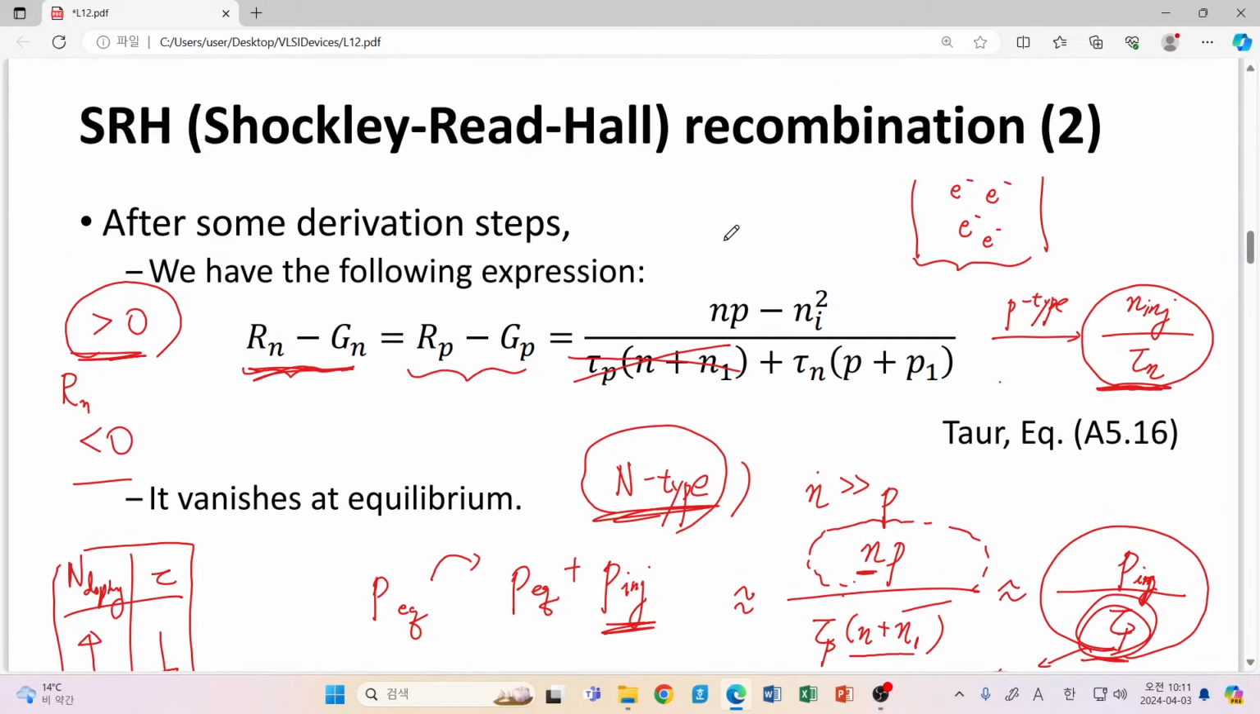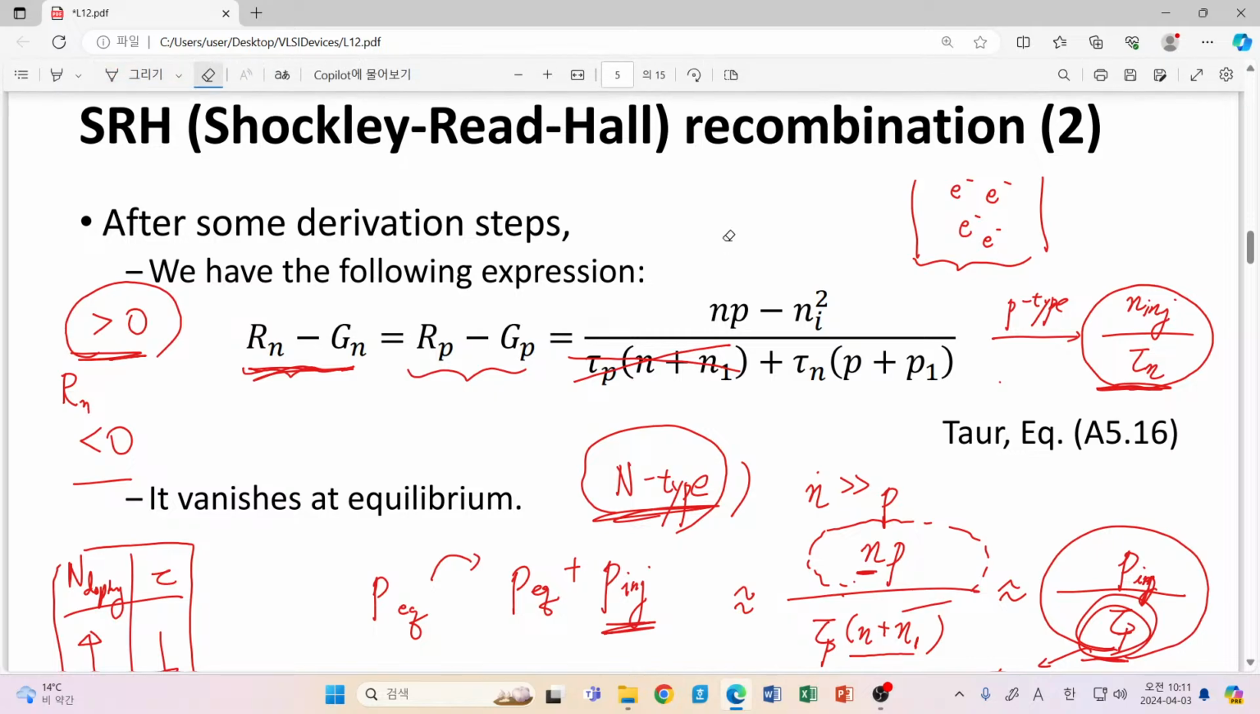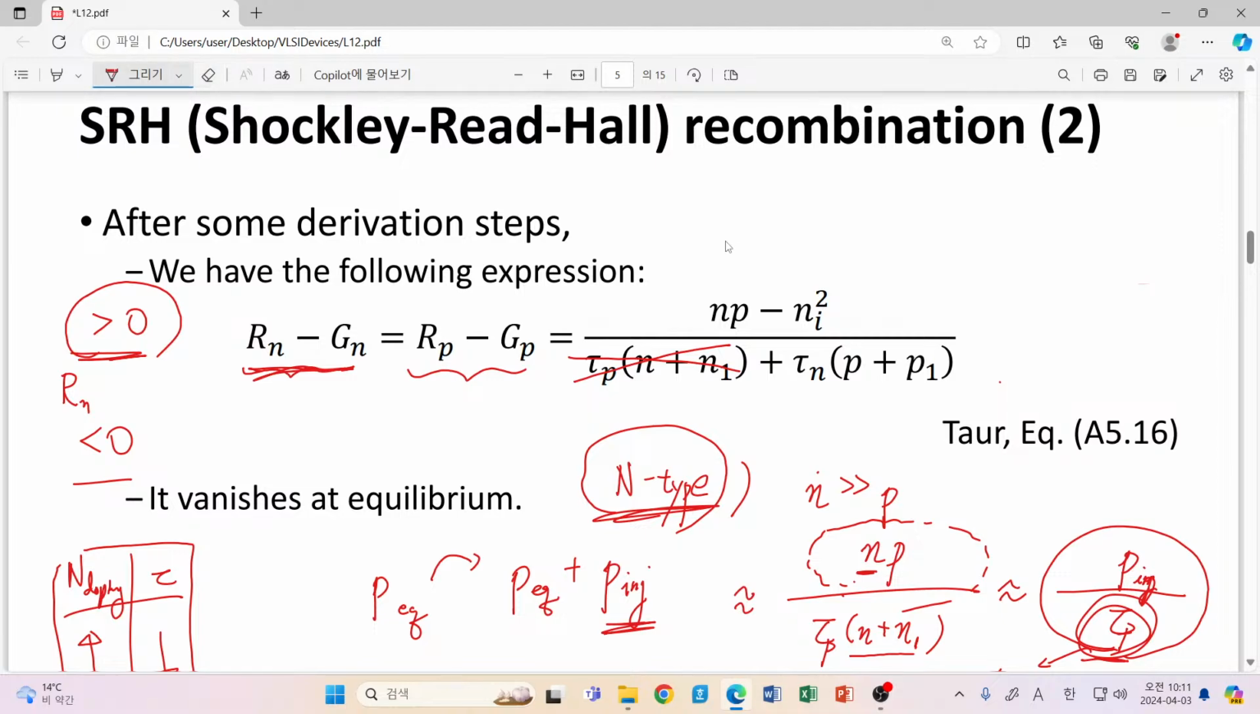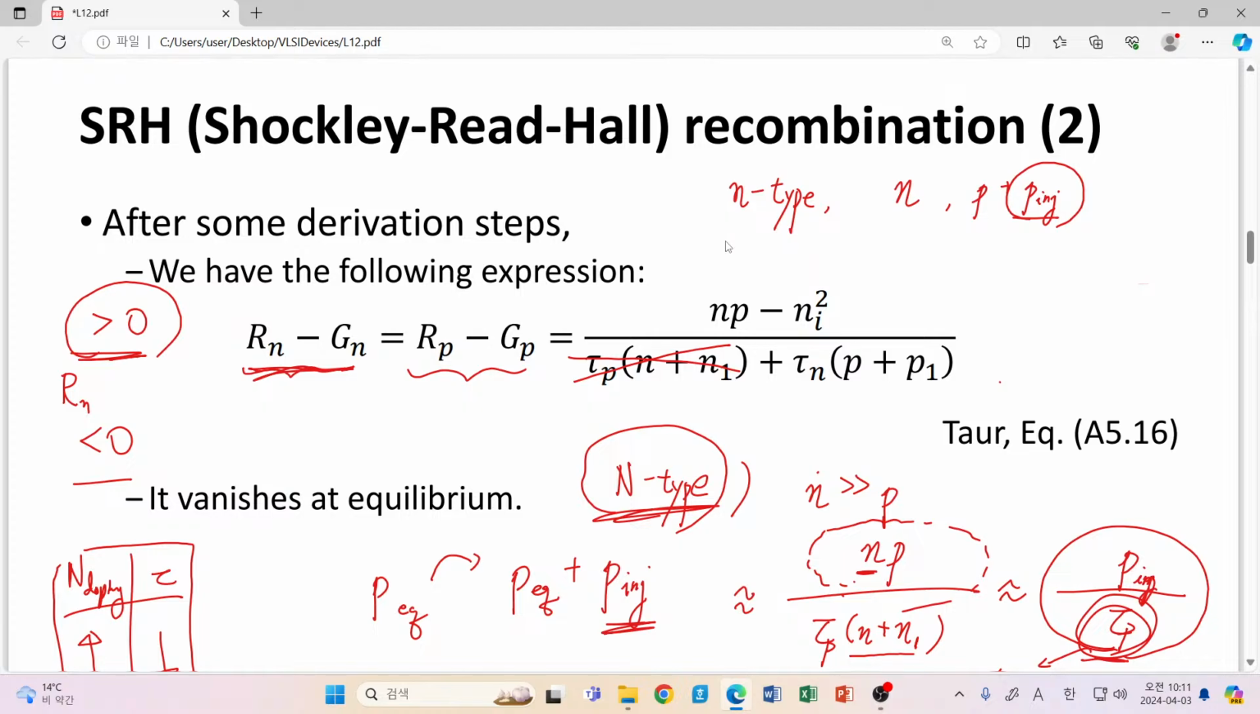So let me just write it down in a clearer way. In this SRH description, we have considered this way. In an N-type sample, there are so many electrons and not that many holes. But if we introduce additional hole density, then what will happen to this additional excessive hole density?